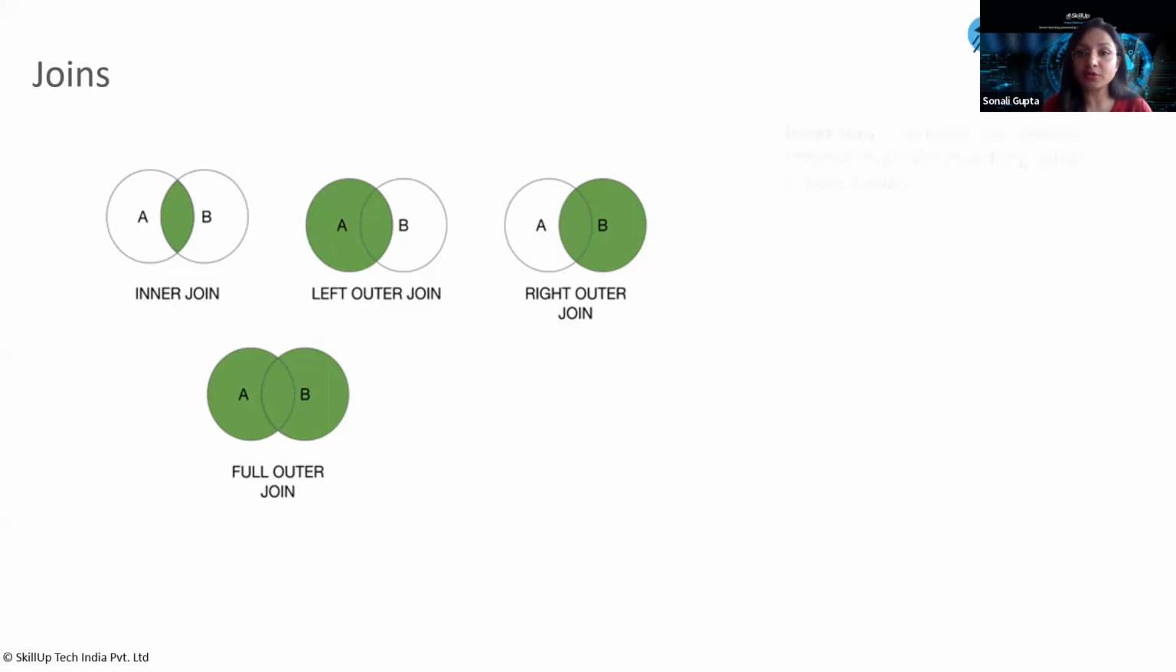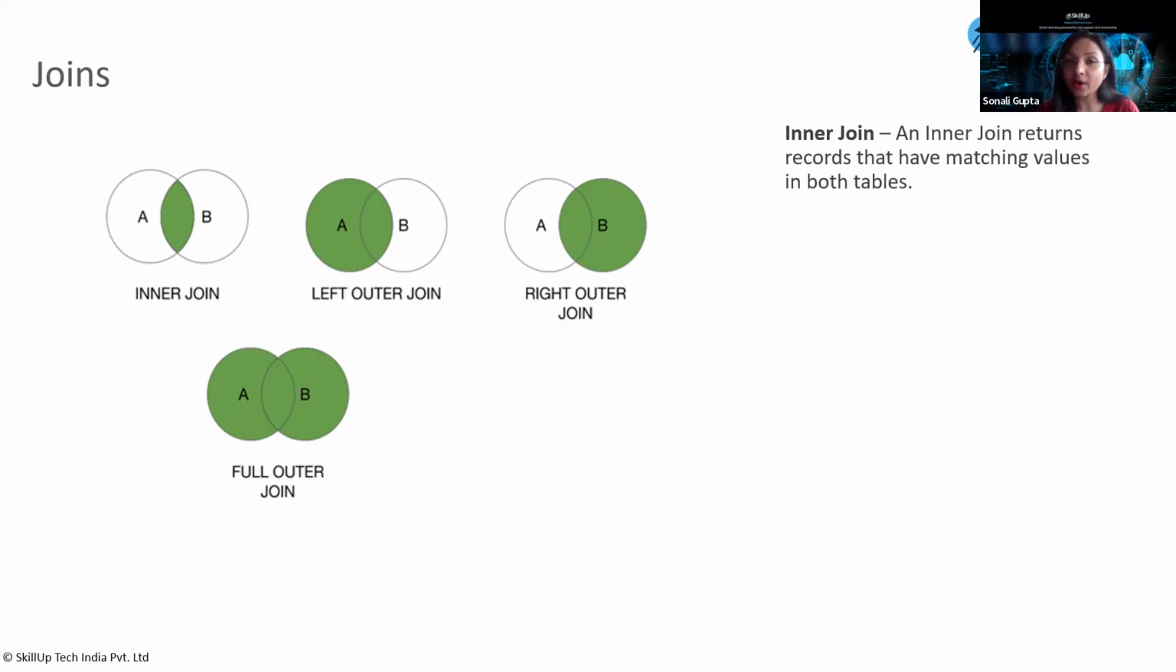So let's talk first about the inner join. How does it work? When two tables A and B are given, there could be certain records that are common and have matching values. So when we do the inner join, it returns the records that have matching values in both the tables.